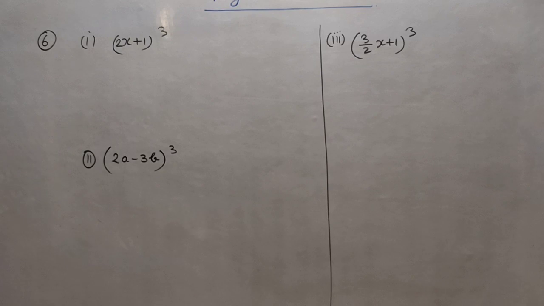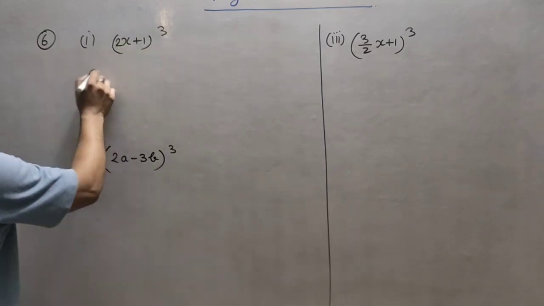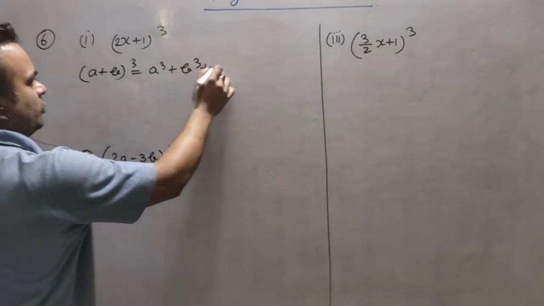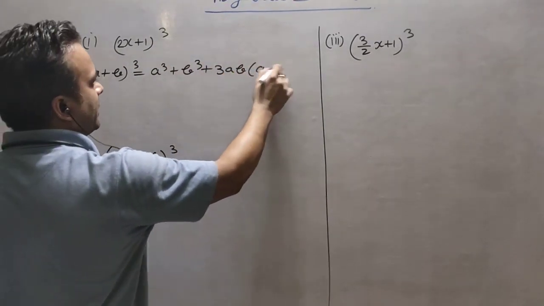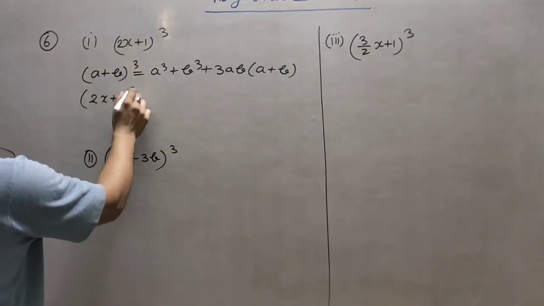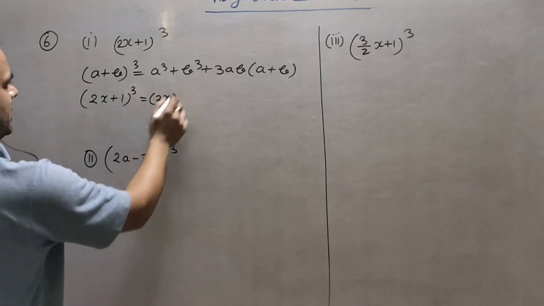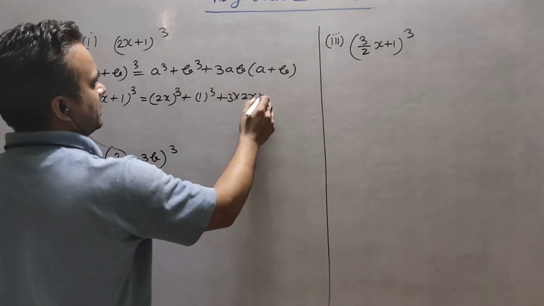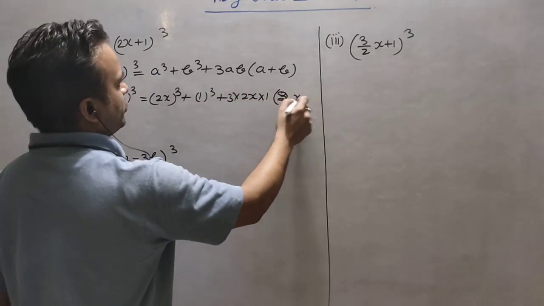Now (2x + 1) whole cube. You can see which identity we are using here: (a + b) whole cube, right? So we are using the (a + b) whole cube identity. First of all, we will write the identity: a cube plus b cube plus 3ab into (a + b). What is a here? It is 2x and b is 1. So here also a will be 2x, this is 2, and 3 into this one, and this is 2x plus 1.